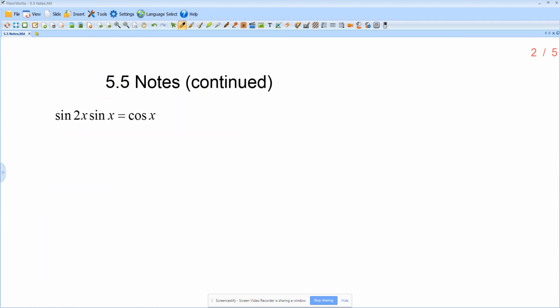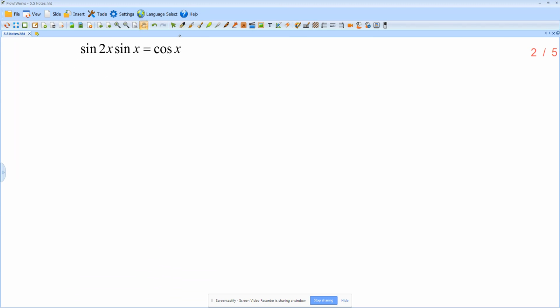Next, we've got the sine of 2x times the sine of x is equal to the cosine of x. The first thing, I'm going to move this cosine over. I get sine of 2x sine x minus cosine x equaling 0. Now, you might be thinking, what about when I multiply these? You cannot multiply them because they have different arguments. It's sort of like them not being like terms because they have different things inside the sine function. But you can rewrite the sine of 2x as 2 sine x cosine x.